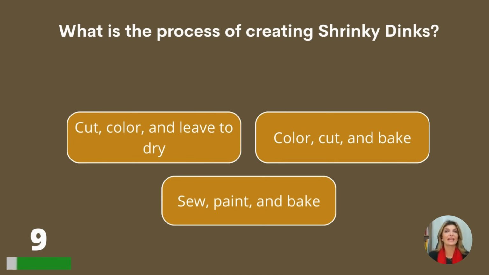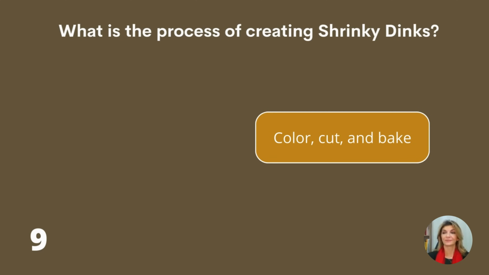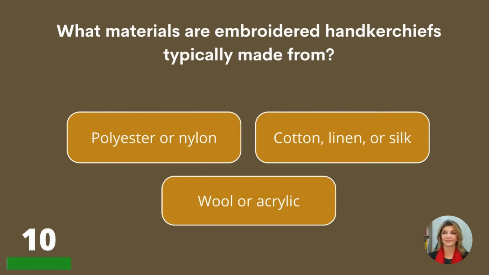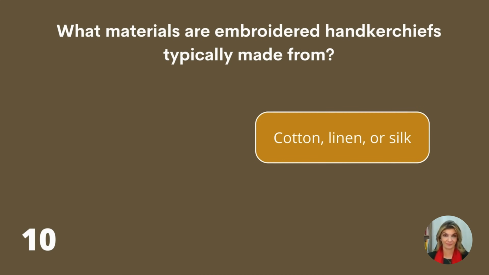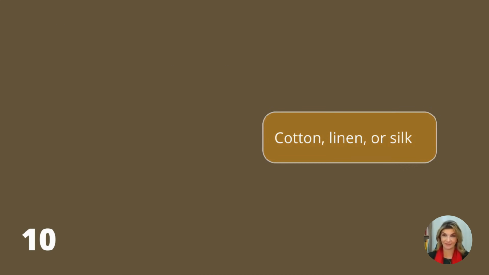What is the process of creating shrinky-dinks? Cut, color, and leave to dry, color, cut, and bake, or sew, paint, and bake? Color, cut, and bake. What materials are embroidered handkerchiefs typically made from? Polyester or nylon, cotton, linen, or silk, or wool or acrylic? Cotton, linen, or silk?